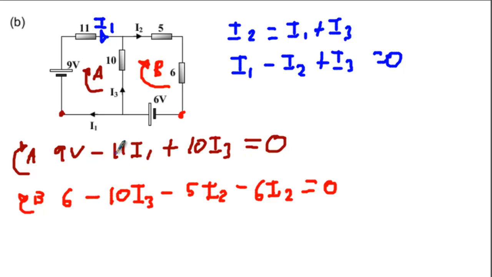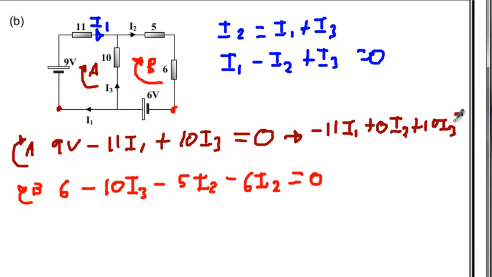Okay, we come down here. This needs to be rearranged so it's in the right form for our calculator. Okay, having I1 first, so it's minus 11 I1 plus 0 I2 plus 10 I3. Okay, and that equals negative 9, because we have to move it to the other side, minus 9.